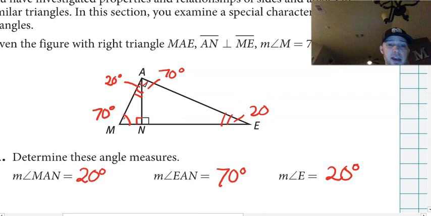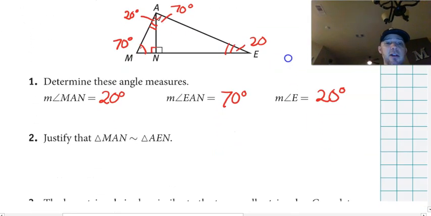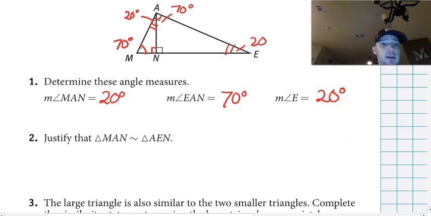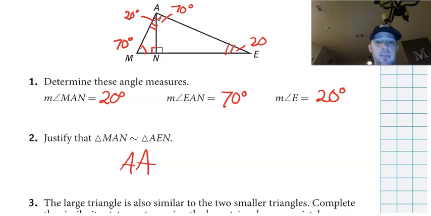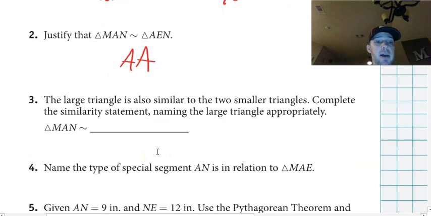So now that I know all of the angles on all three of the triangles, there's a big triangle and then a little triangle on the left and a medium-sized triangle on the right, I could write a similarity statement between the triangles that have angle-angle similarity. So MAN, the one on the left, and triangle AEN, the one on the right, both have a 90-degree angle, a 70-degree angle, and a 20-degree angle. So we only actually need two of them to prove that they are similar to each other using angle-angle similarity. Also, the bigger triangle also has a 90, a 70, and a 20-degree angle. So it is also similar. So all three of these are actually similar.